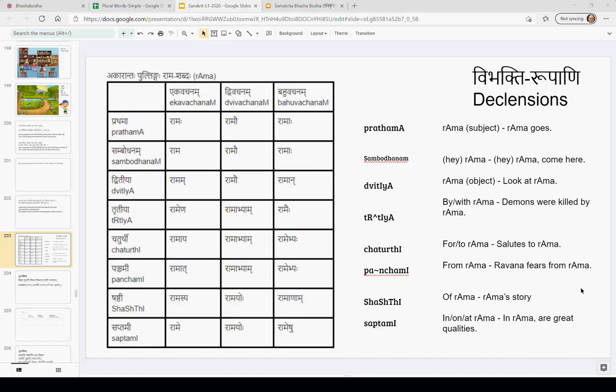No, here we are talking about any noun, not only a proper name. These declensions or these forms are applicable to not only proper noun, any name, any noun. It could be tree, it could be book, school, house, anything.